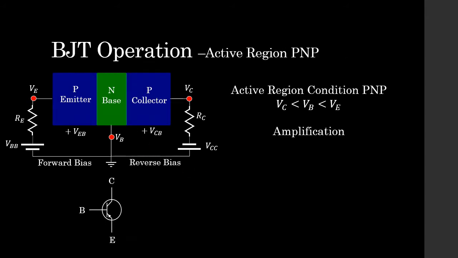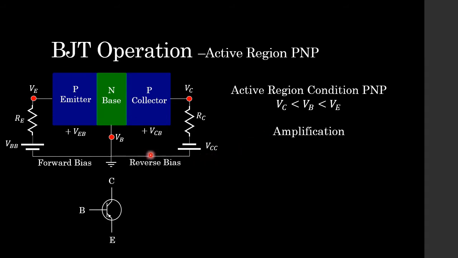Now students, let's take a look at how we can operate the active region for a PNP transistor, just so that you are aware of it. Similarly, here the base voltage needs to be greater than the collector voltage, but less than the emitter voltage. And it's used for the same thing as an NPN transistor. When it's used in the active region, it's used as an amplifier.